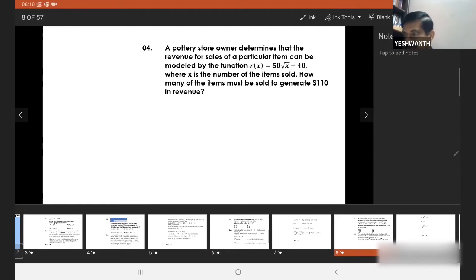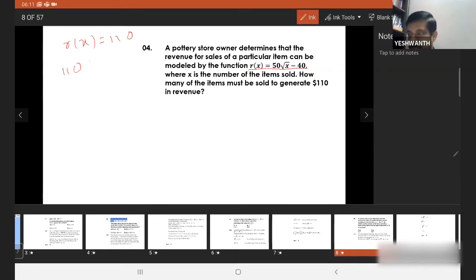So the main thing that we should remember is r of x equal to 50 root x minus 40, where x is the number of items sold. How many of the items must be sold to generate $110 in revenue? So r of x is the revenue, and the revenue is given as $110. Now we should find out x.